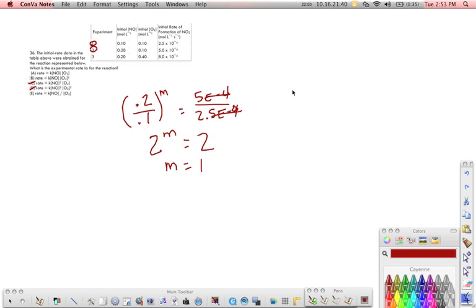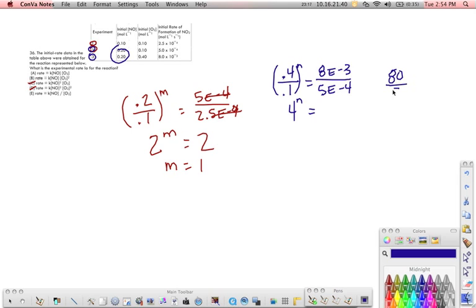And then with relation to O2, we're going to use, looks like experiments 2 and 3, because those are the ones where NO is kept constant. So 0.4 divided by 0.1 is equal to 8e negative 3 divided by 5e negative 4. So this is going to be 4, sorry, this is raised to the n power. 4 raised to the n power. This is basically 80 divided by 5, which is 16. So n has to equal 2. So our rate law is going to be equal to k times NO times O2 squared. So that is going to be B.